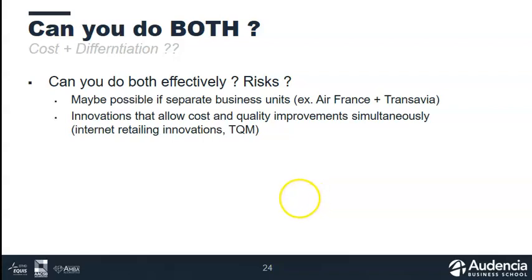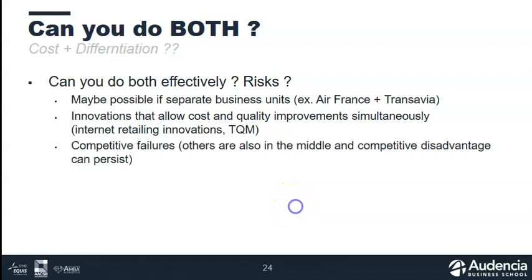Total quality management was such a revolution at the time. It allowed us to decrease costs and provide higher quality. Internet retailing innovations are also aimed at offering lower costs and maybe higher quality.